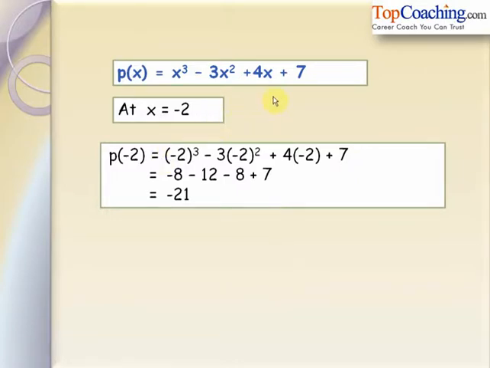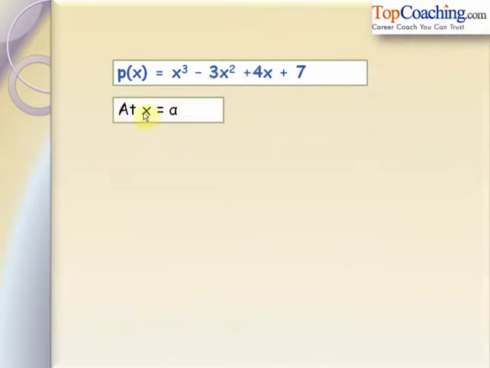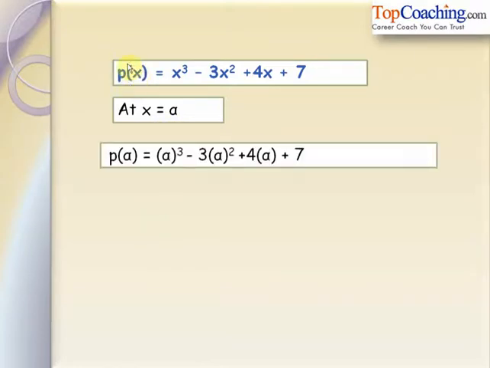We can have different inputs like x equal to 0, x equal to minus 23, x equal to minus 5, x equal to 100, and so on. There are infinite real numbers, and we can have infinitely many such values of p(x). So in general, if we put x equal to alpha, that is, at the point x equal to alpha, the corresponding value of the polynomial is p(alpha), and this p(alpha) is nothing but alpha cube minus 3 times alpha square plus 4 times alpha plus 7.